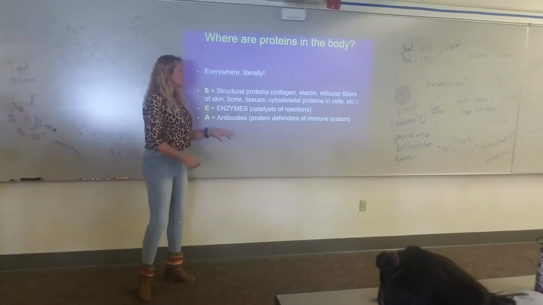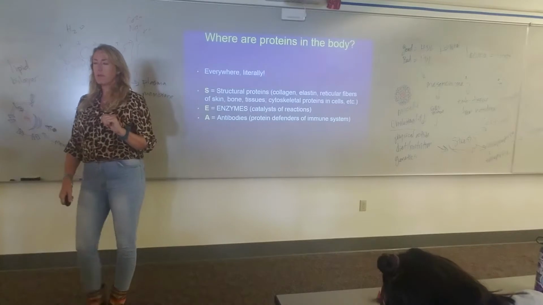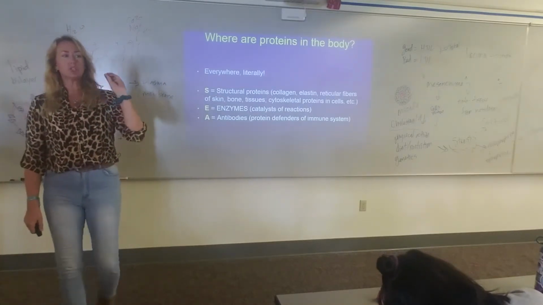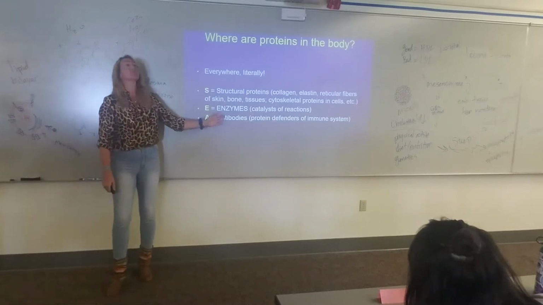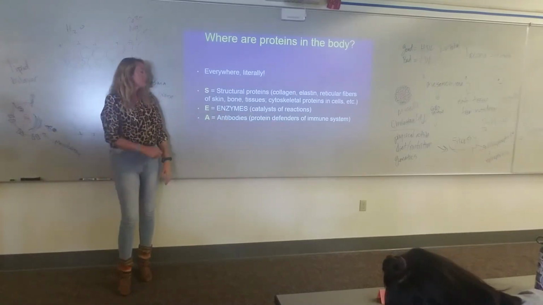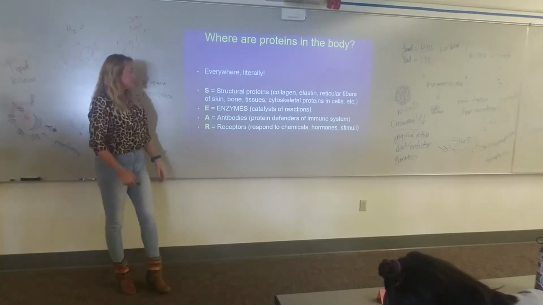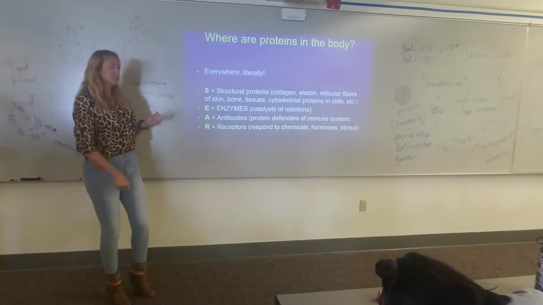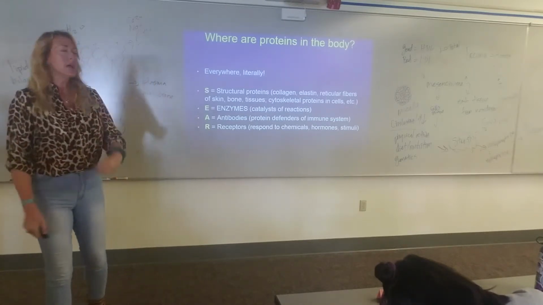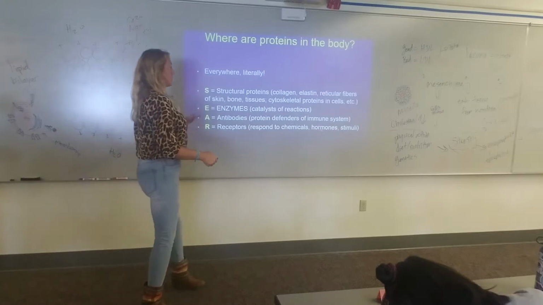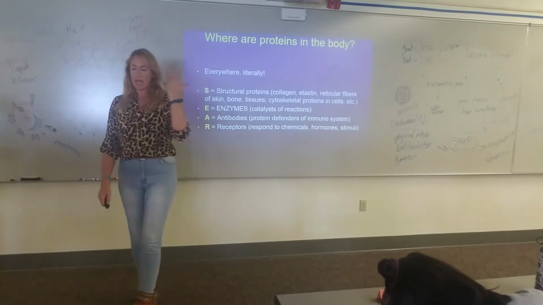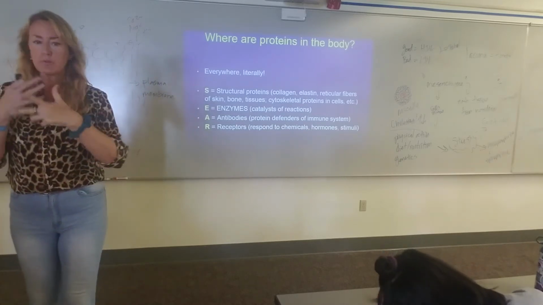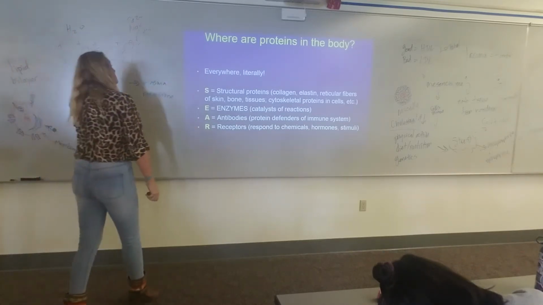Antibodies are little tiny protein defenders of your immune system. Your white blood cells will make a lot of antibodies that bind to and target certain types of foreign invading proteins. And R, receptors, like I drew on the cell right here. These receptors respond to chemical signals inside and outside of your body. They respond to hormones like testosterone and estrogen, and various stimuli like light, sweet, salty, temperature, pain. You have receptor types for all those different sensations.